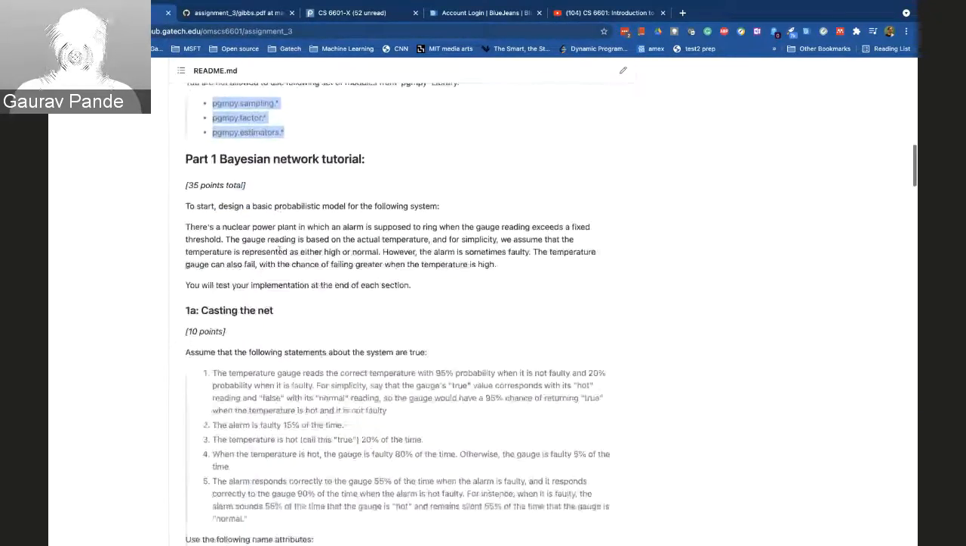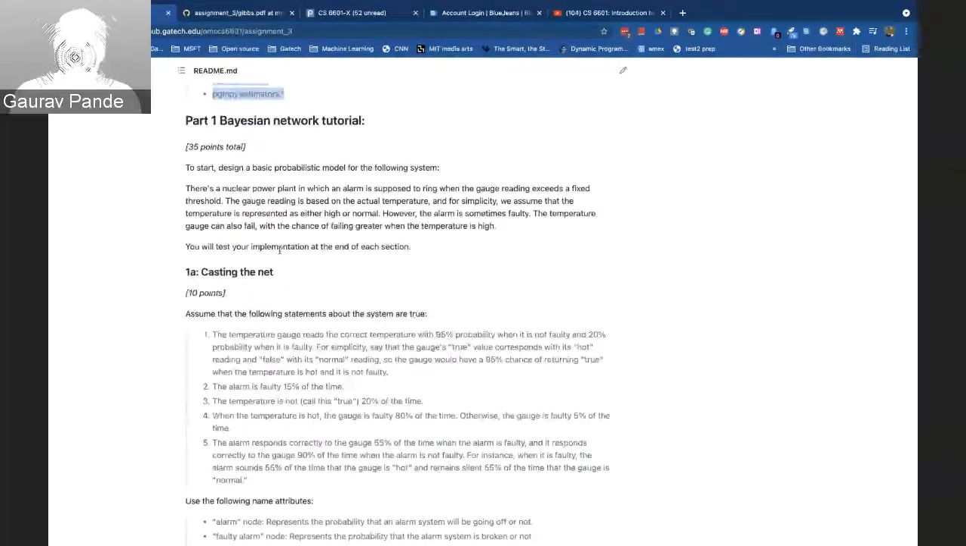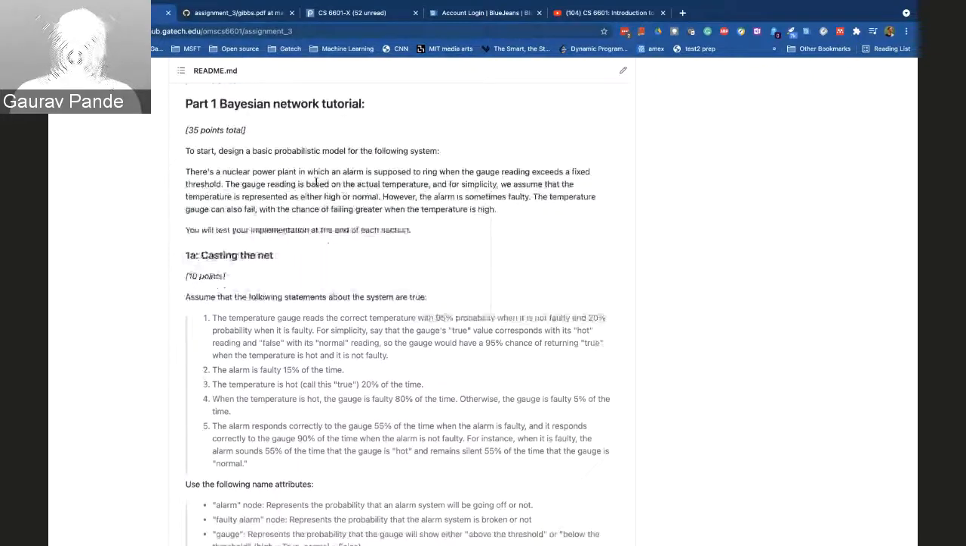Part 1 is the Bayesian network tutorial, where you are given a scenario and you have to implement a Bayesian network for this scenario. This scenario consists of a nuclear power plant in which an alarm is supposed to ring when the gauge reading exceeds a fixed threshold, and based on the reading on the temperature, you say whether there's some problem in the nuclear power plant or not.